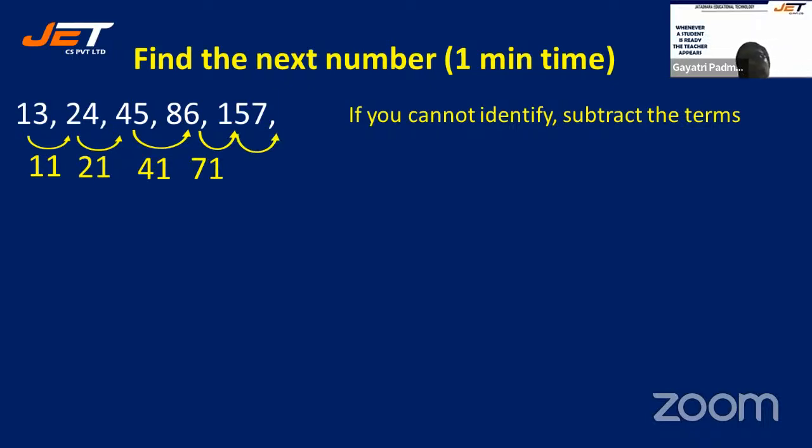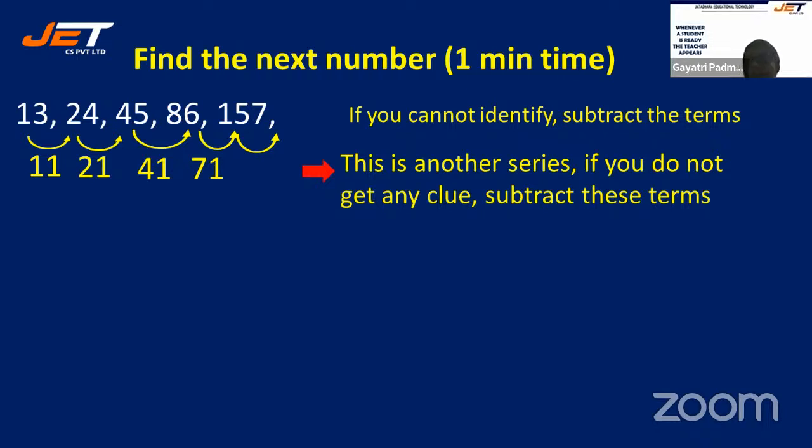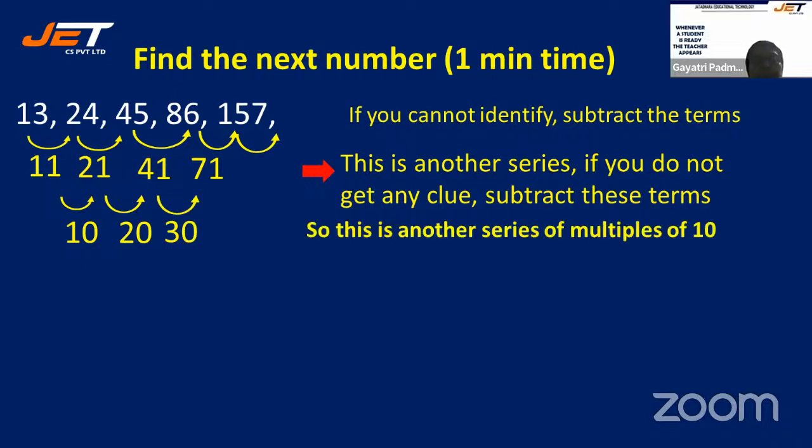So what should be the next one? Now this is another series. If you do not get any clue, then subtract these terms. 21 minus 11 is 10. 41 minus 21 is 20. 71 minus 41 is 30. So the next one must be 40.